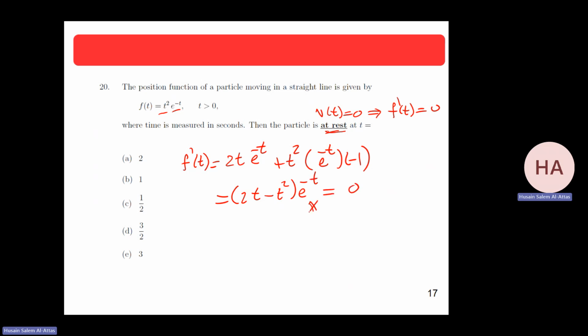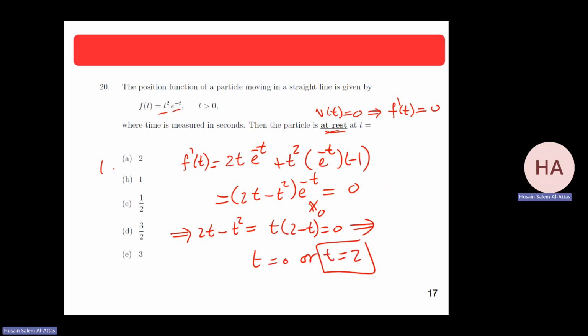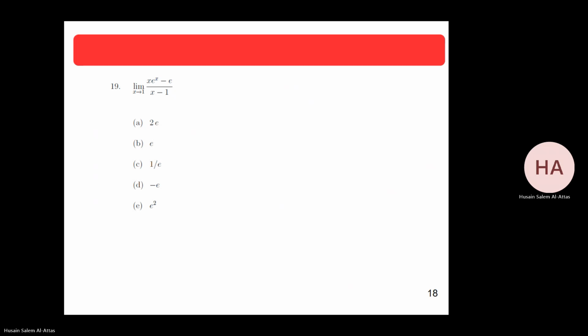This e to the minus t is never equal to 0. So I have 2t minus t squared, which is t times (2 minus t), equal to 0. So I have t equals 0 or t equals 2. For sure, t cannot be 0. So I have t equals 2. They say t greater than 0, so t equals 0 cannot be.